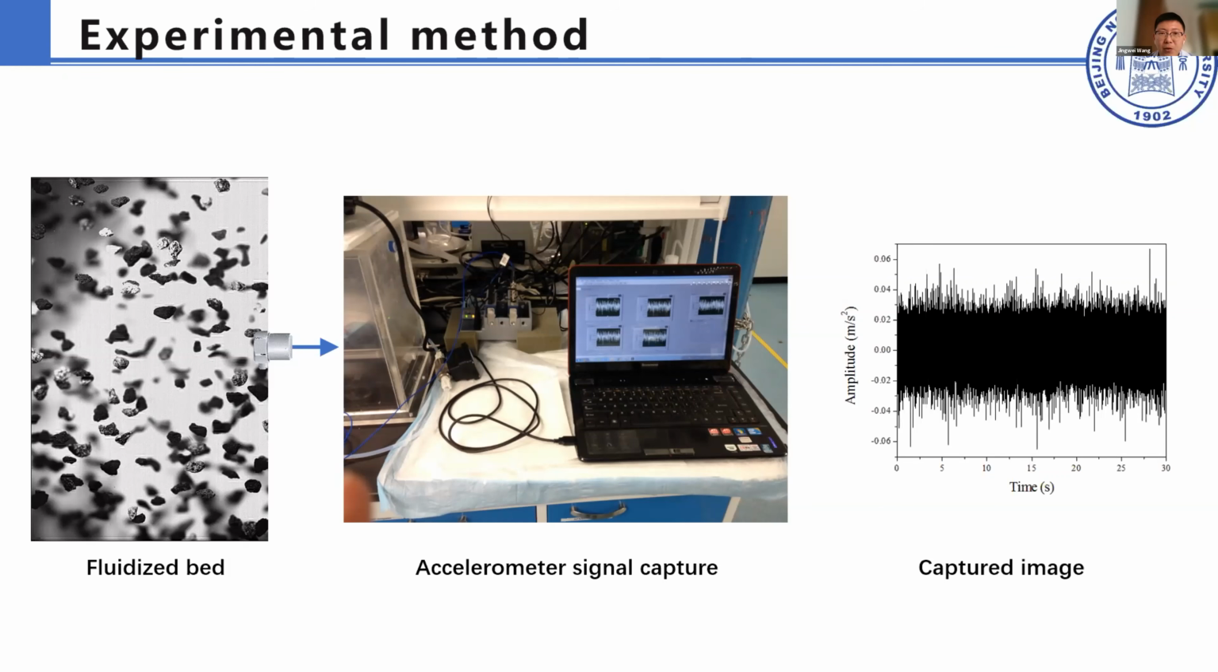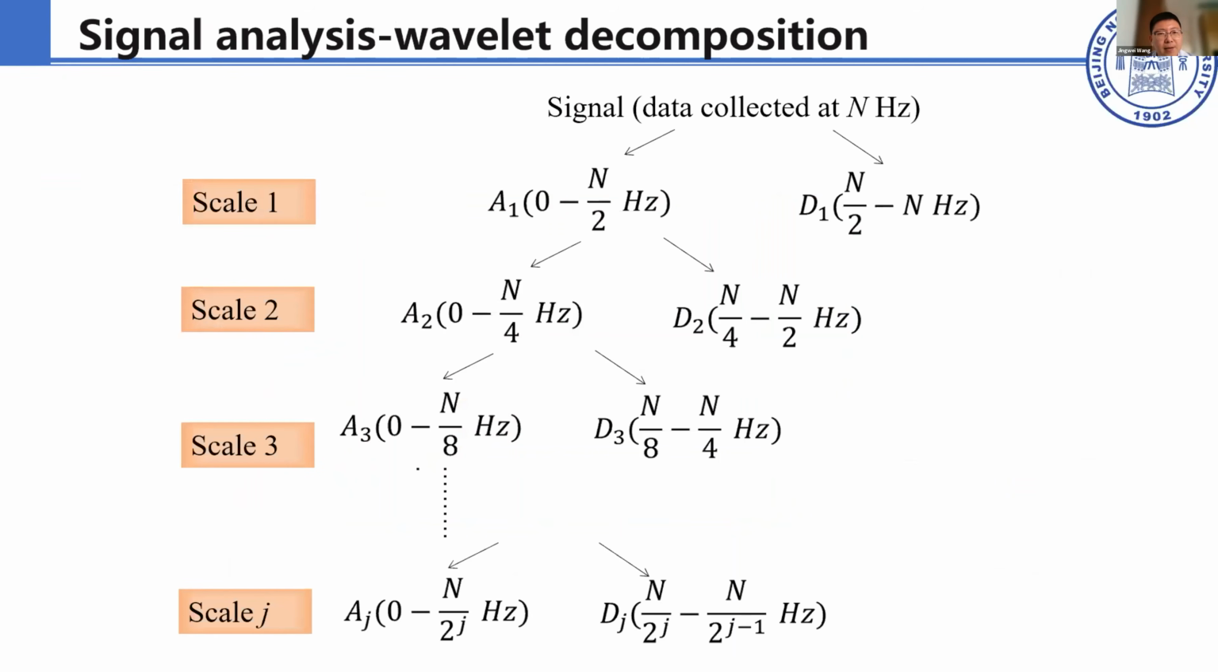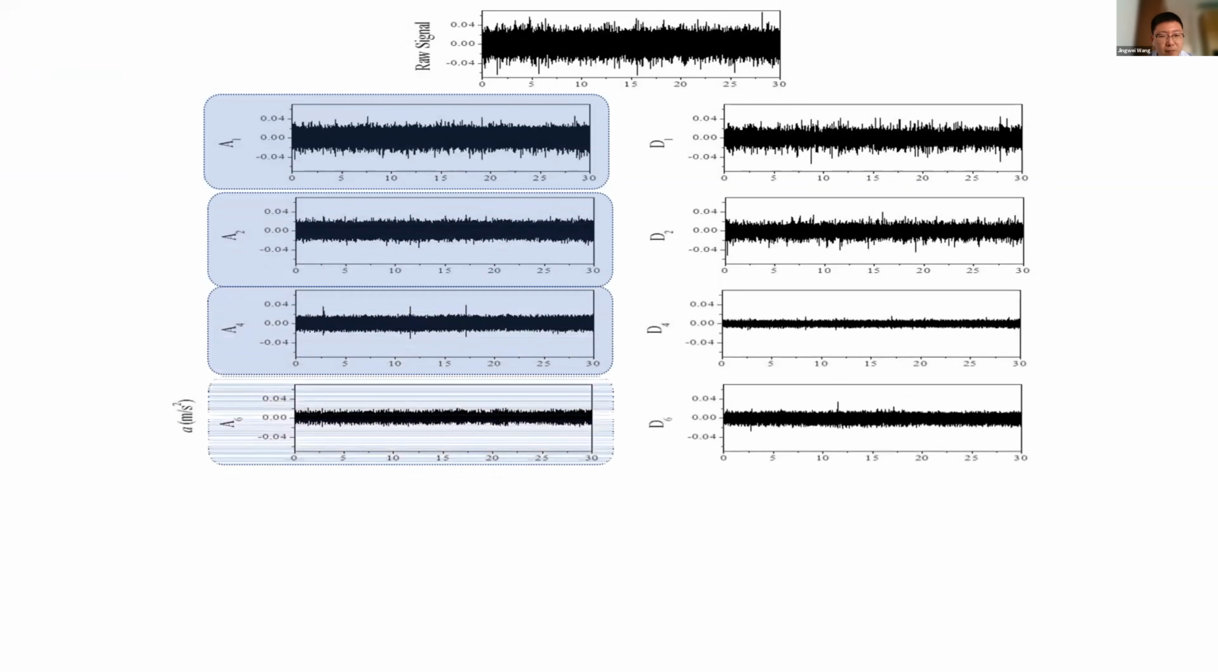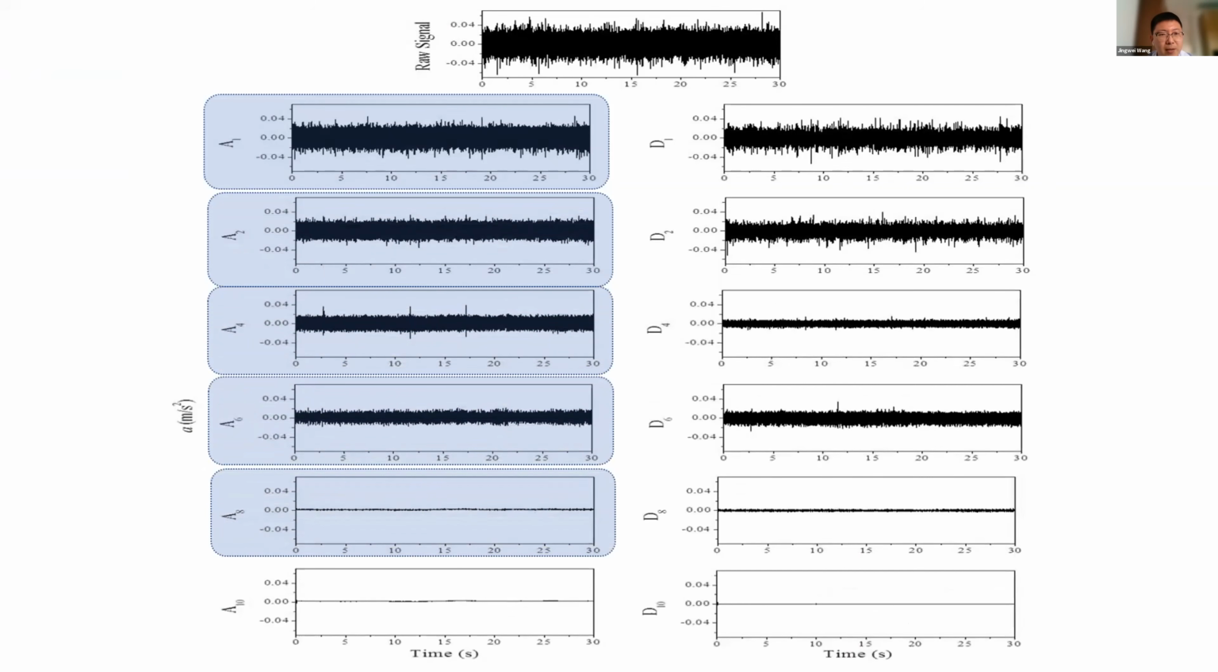The raw accelerometer signals are shown in the right image. To interpret the signals, we use MATLAB and the wavelet decomposition method to analyze them. The process is like this. The raw signal is split into several subsignals with different frequencies. So the working is like this one. The raw signal is split into the subsignals.